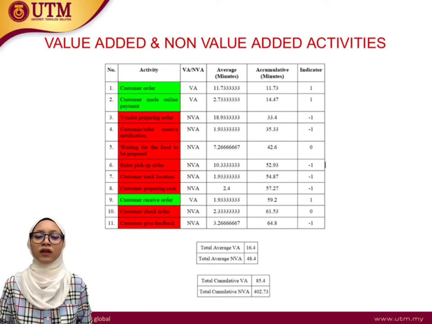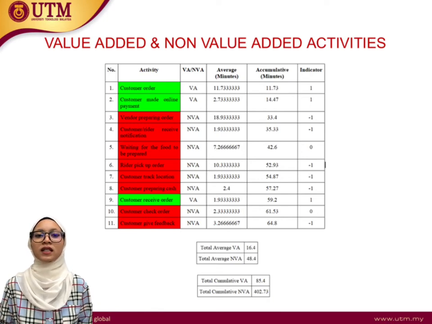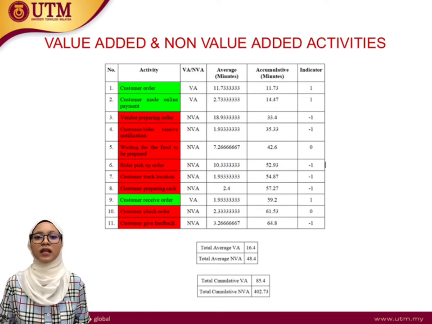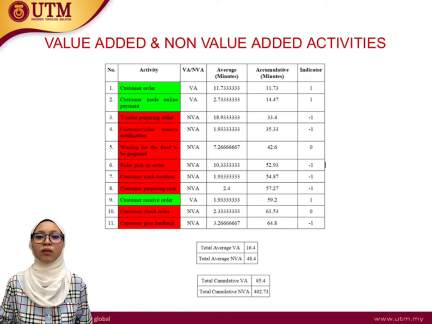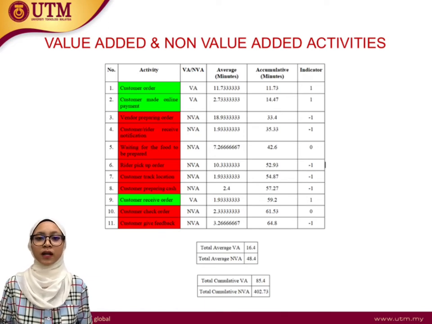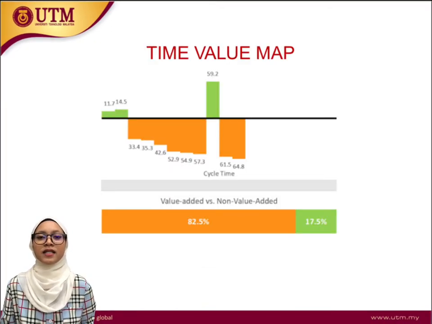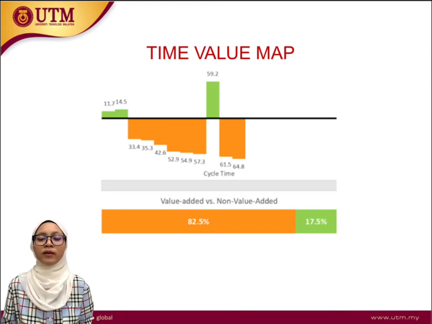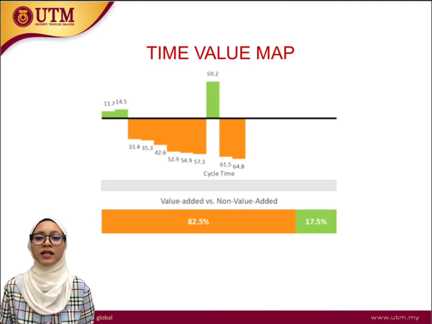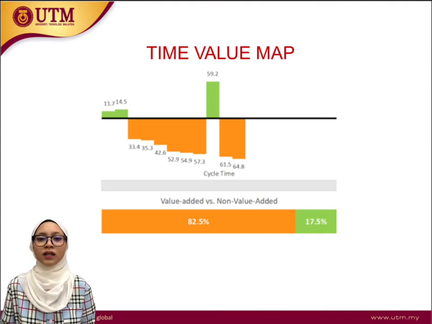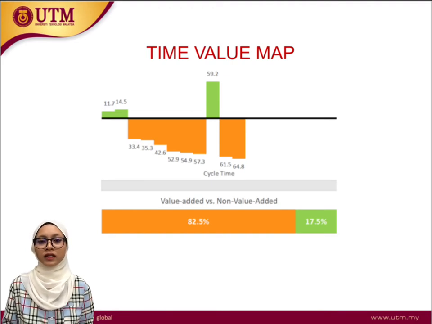It seems like non-value-added activities, including idle time, take the longest time compared to value-added activities for both average and cumulative times. Since Foodpanda is a non-assembly process, it is more suitable to analyze using a time value map instead of a takt time chart. Based on the time value map developed, the bar above the timeline indicates the value-added activities, while the bar plotted below the timeline is the non-value-added activities.